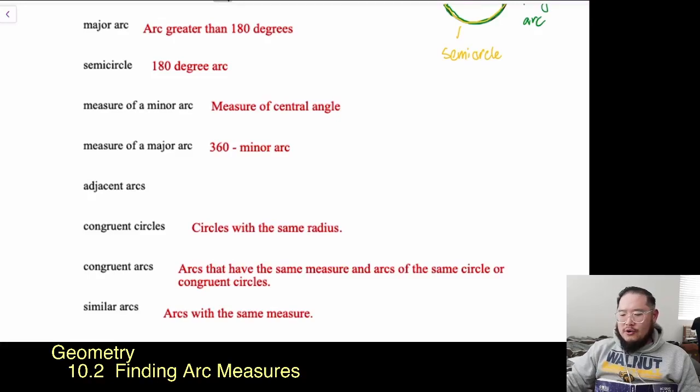Next up, congruent arcs. Arcs that have the same measure and are arcs of the same circle or congruent circles will be congruent arcs. So in order for arcs to be congruent, they must be from the same circle or congruent circles. And remember, if circles are congruent, they have the same radius.